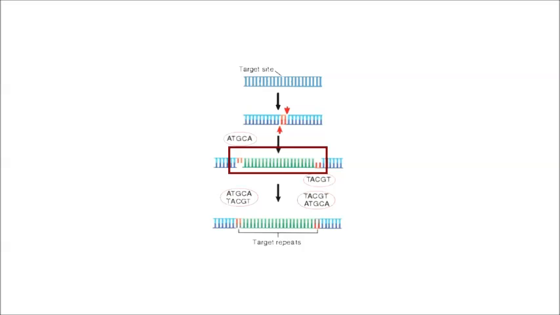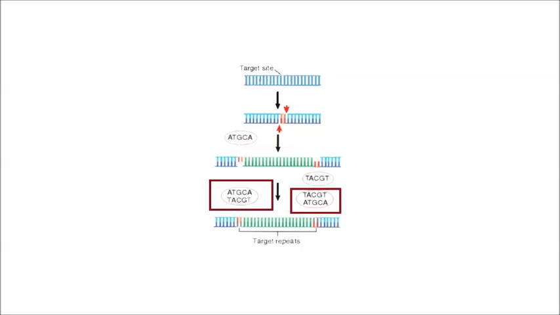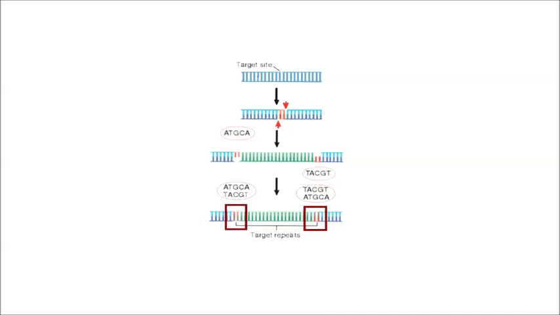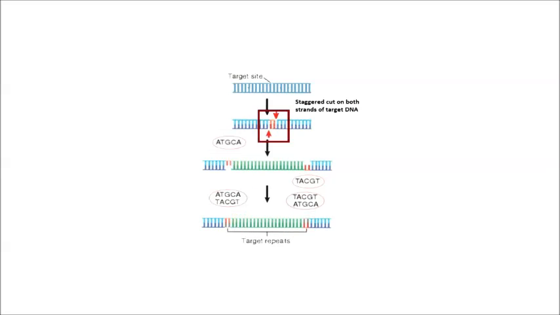Now when IS elements insert into chromosomes or plasmids, they create a duplication of part of the DNA sequence at the site of the insertion. And one copy of the duplication is located on each side of the element. These short directly repeated sequences, which are around 2 to 13 nucleotide pairs long, are called target site duplications. And these target site duplications arise from staggered cleavage of the double-stranded DNA molecule.